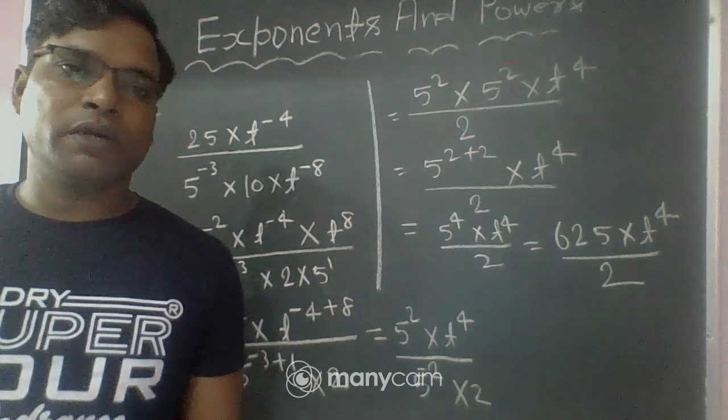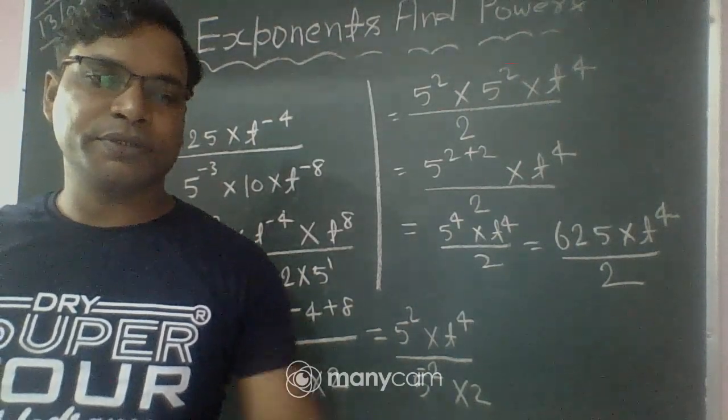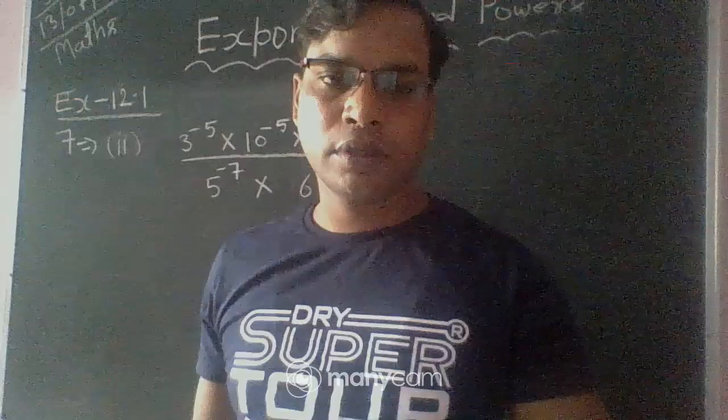Okay, and now let's see the second part of this question. So students, you can see the second part of question number 7. This is 3 power minus 5 into 10 power minus 5 into 125 divided by 5 power minus 7 into 6 power minus 5.